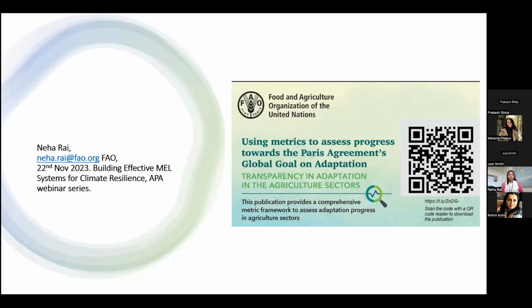Okay. Thank you, everyone, and thank you for this opportunity to present in this session. I'll reiterate some of the points before going on to discuss this metric framework that FAO has developed under this publication on how to assess the global goal on adaptation and use the existing M&E frameworks for doing so. You have a QR code if you want to download the publication, which provides this metric framework, or you can download it from the link that I will share later in the webinar.